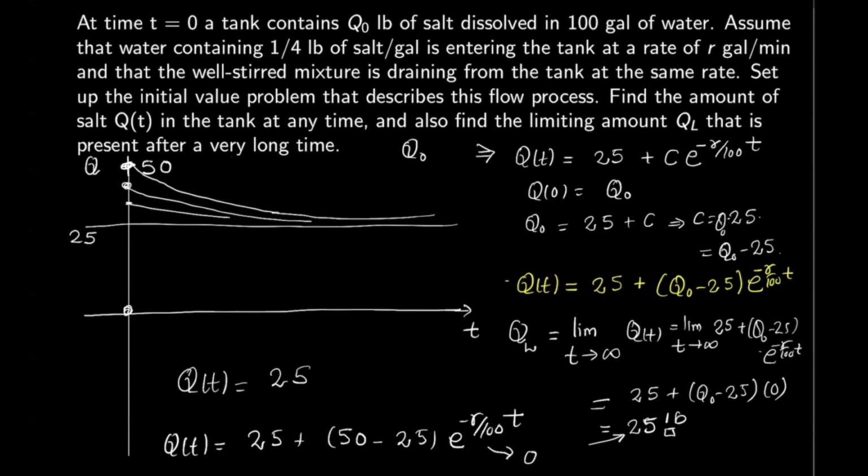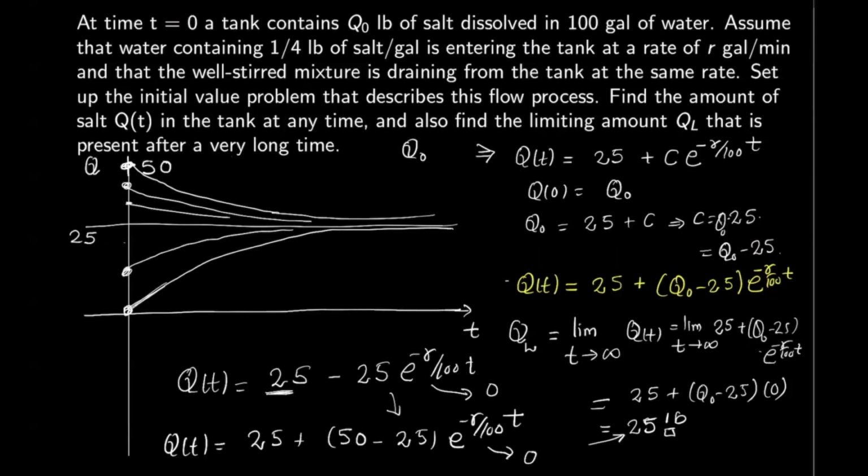Since Q of 0 is 0, it's going to be 25 minus 25 e to the power minus r divided by 100 t. In this case, as the exponential goes to 0, the amount of salt is going to increase, but it cannot increase more than 25. Similarly, if I start from 10 pounds, it will increase, but it cannot go beyond 25. So this number is very important for us.